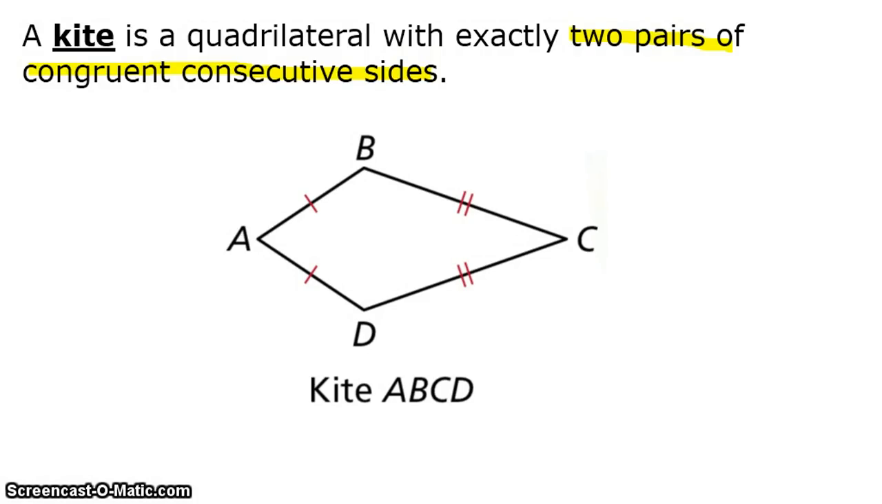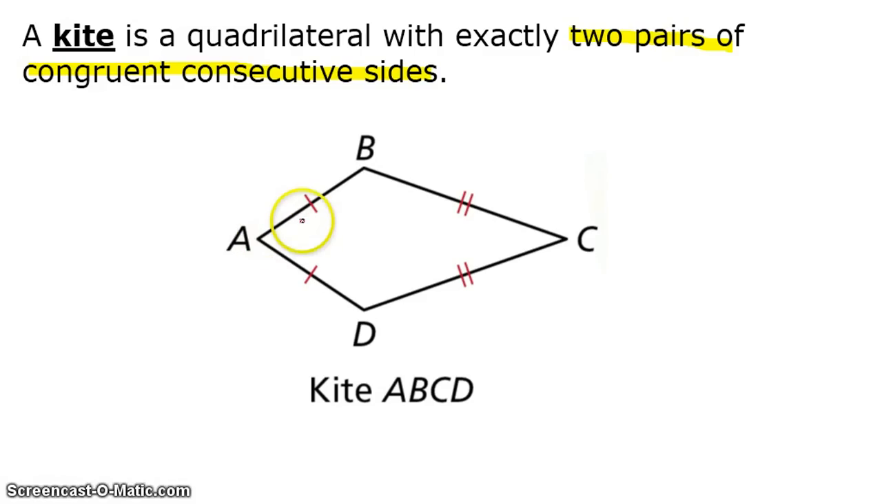The next quadrilateral that we're going to look at is our kite, and we have a picture of kite ABCD right here. The definition of a kite is a quadrilateral with exactly two pairs of congruent consecutive sides. We have this kite marked here. We have AB congruent to side AD, and then side BC congruent to side DC. So you can see that it is the consecutive sides that are congruent to each other.